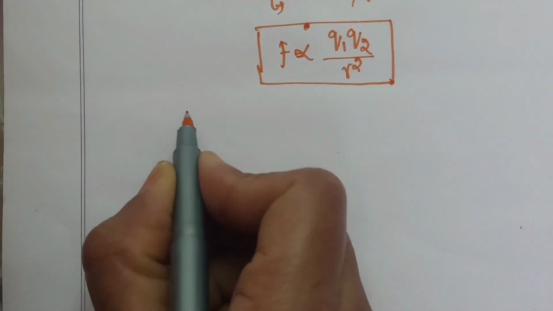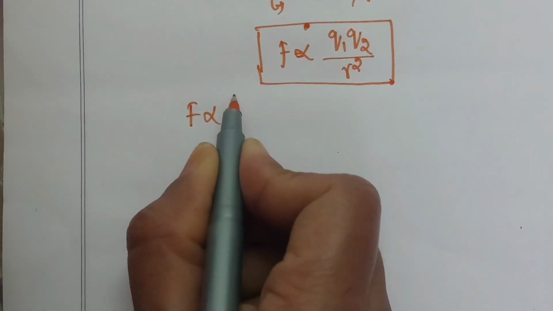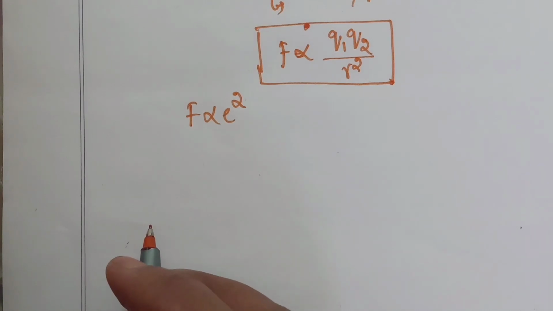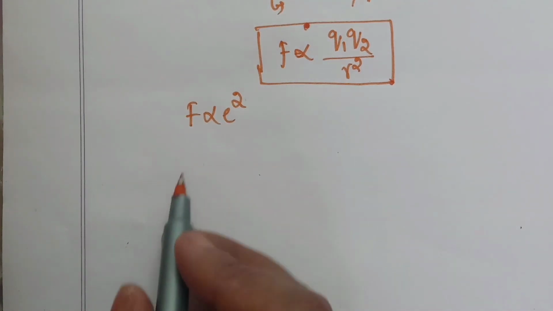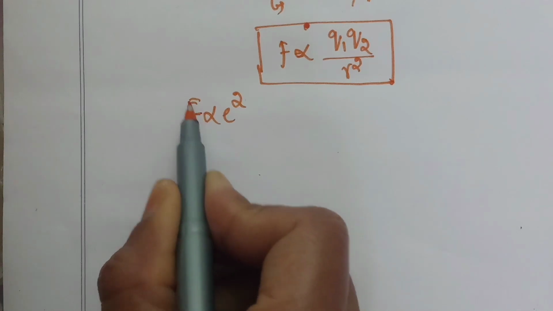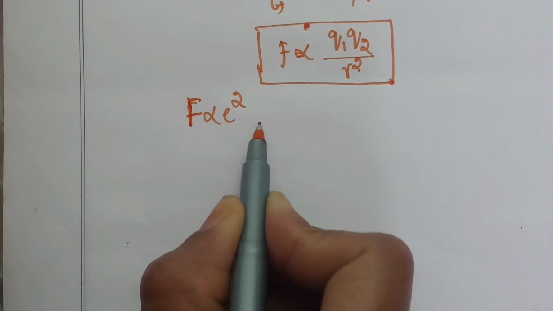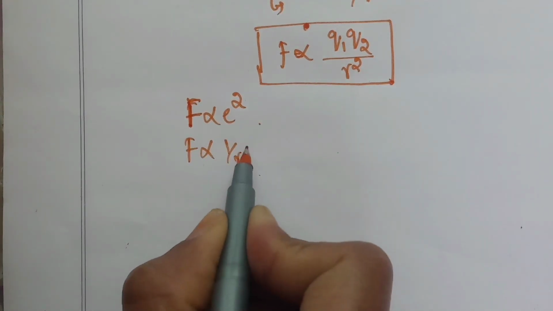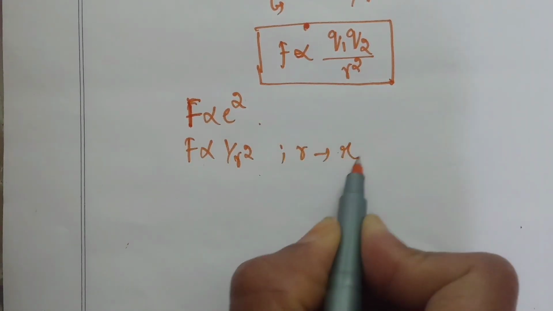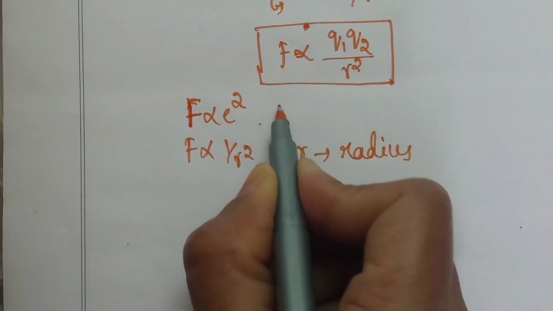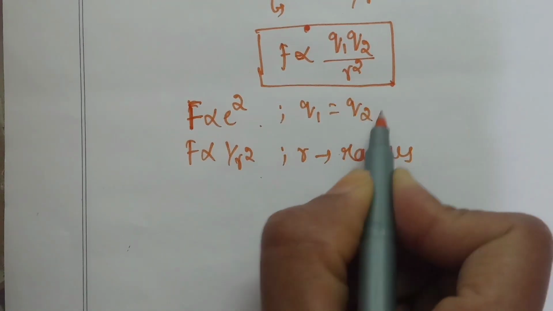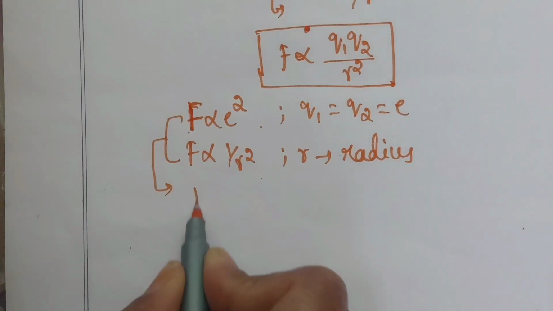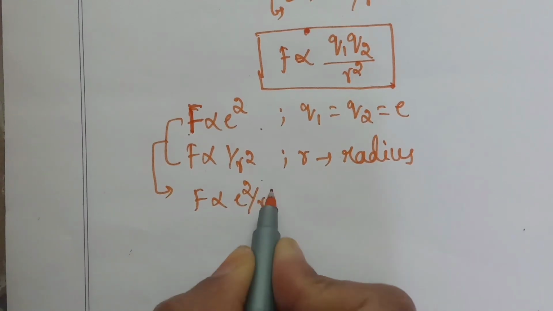Assume that the orbit of an electron around the nucleus is a circle. If we want to calculate the radius of the circle in terms of the total energy W of the electron, the force of attraction between the proton and the electron is given by F proportional to E square and F proportional to 1 by R square, where R is the radius. Here we are considering Q1 equal to Q2 equal to E. So we get F proportional to E square by R square.